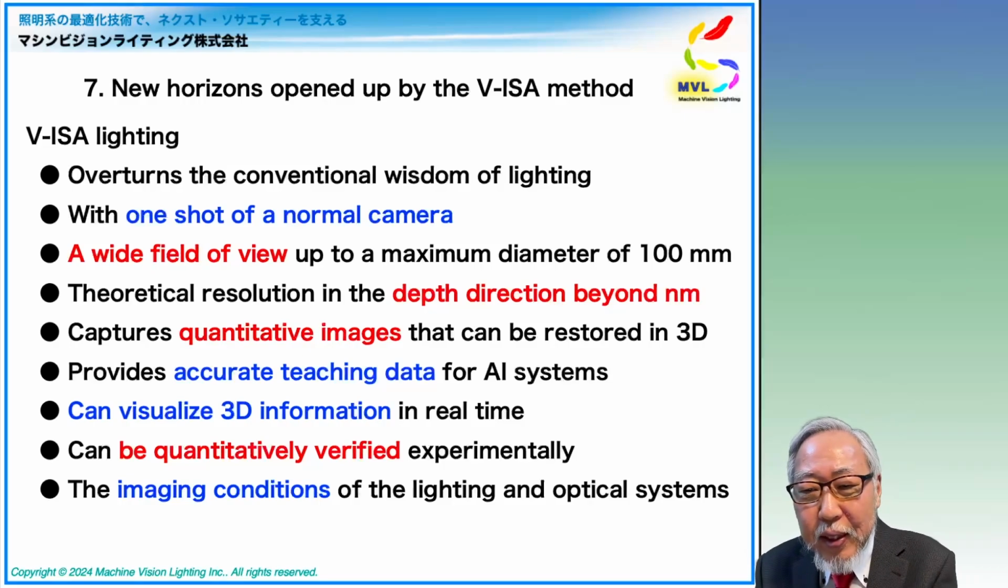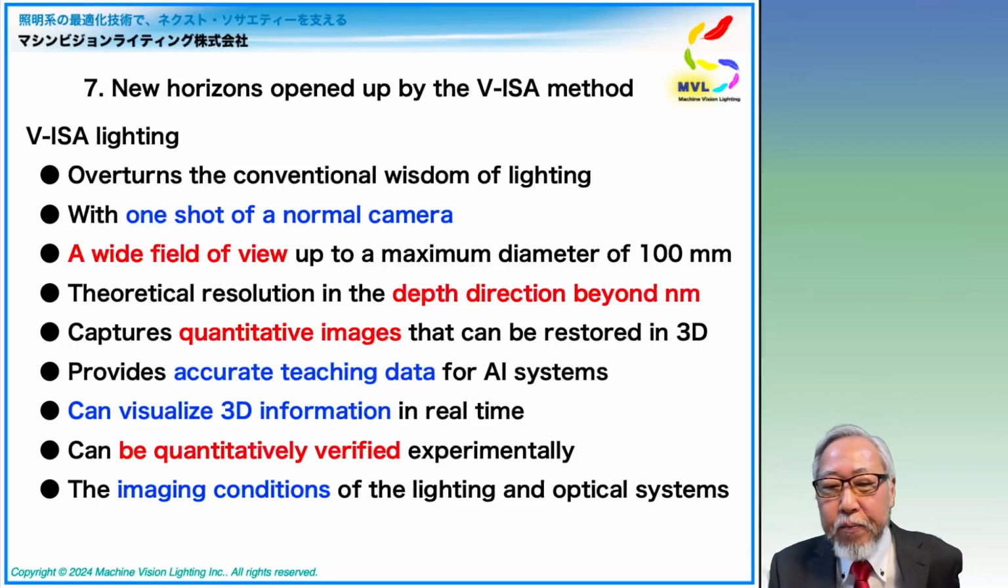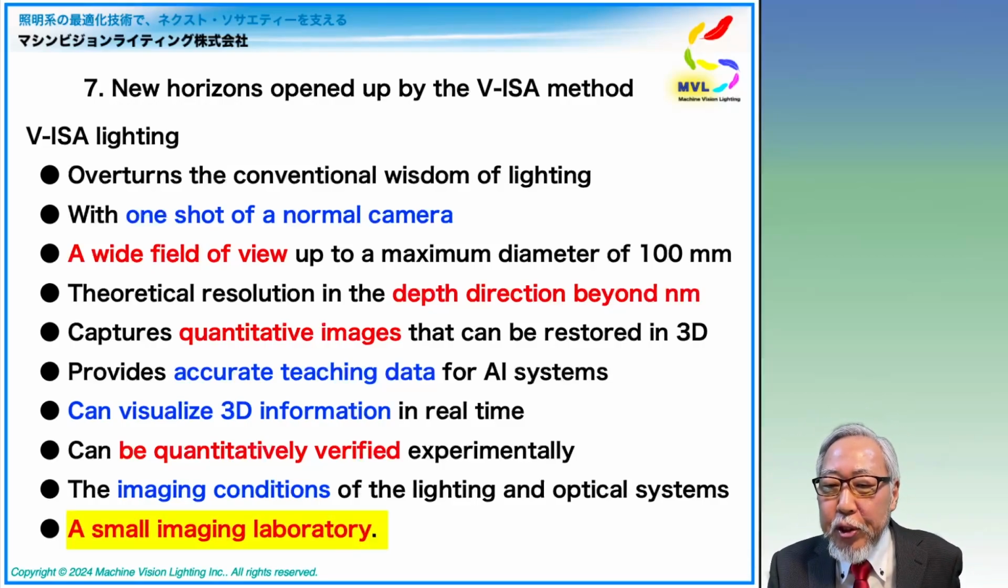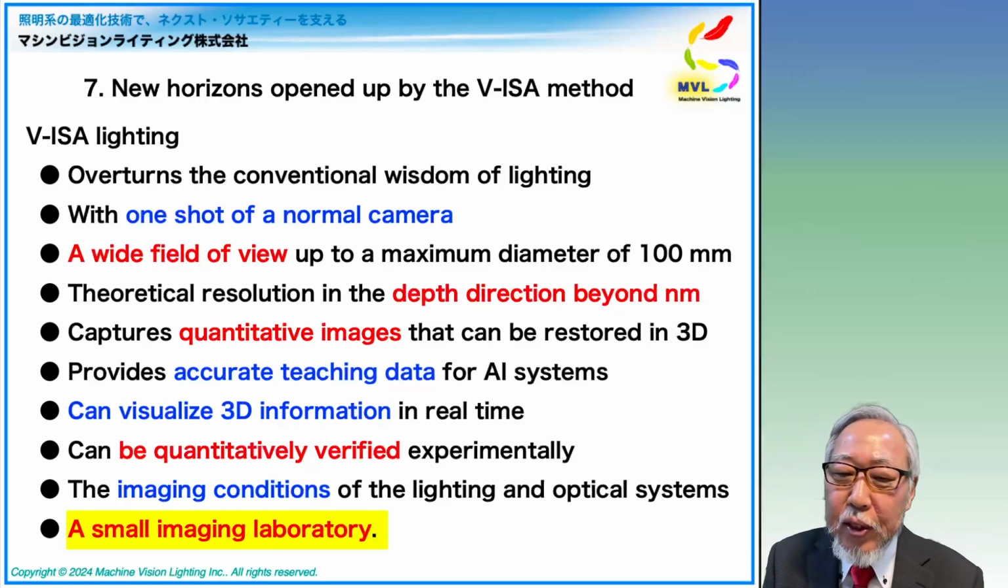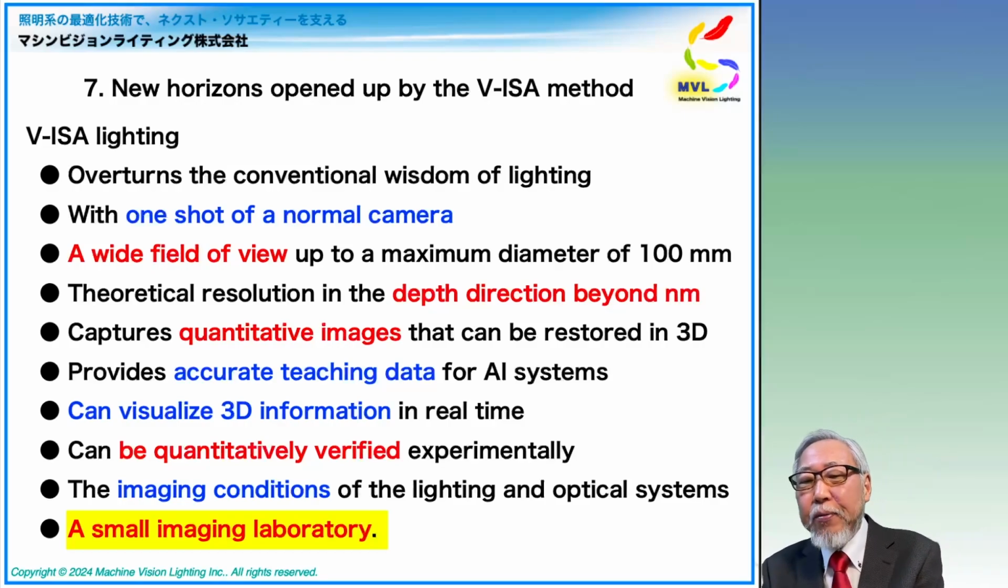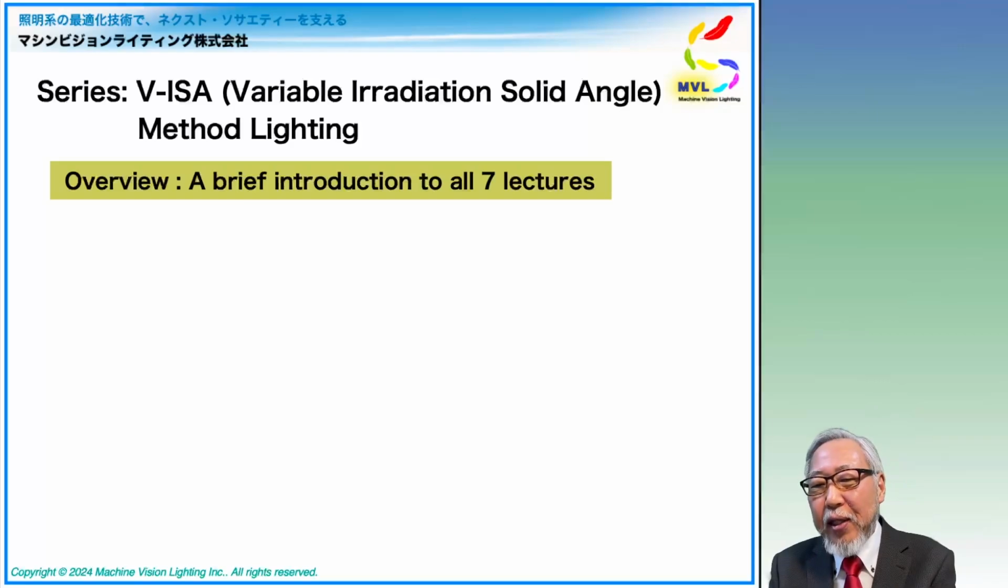With one Visa lighting system, you can quantitatively verify what kind of lighting would be used with conventional lighting, at what distance, what kind of image would be obtained from what angle, and how the target defects would work. It's truly a small imaging laboratory. What's more, this can be directly transferred to lighting equipment for mass production. That's all for the 7th episode.